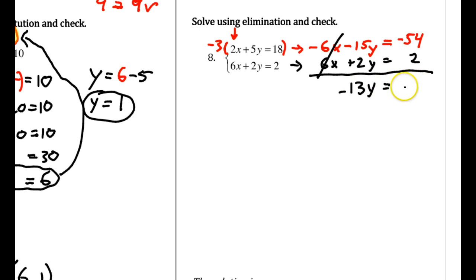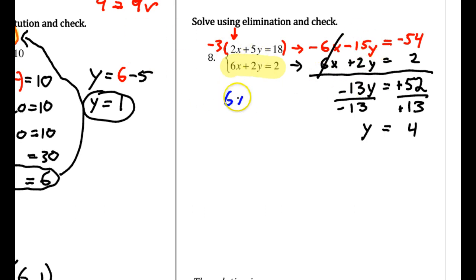There we go. So we have -13y equals -52. And divide both sides by -13. And y would equal positive, right? 2 negatives, positive 4. Let's plug back into bottom equation. Okay. Always use an original. You wouldn't want to plug into either of these. Use one of the original ones. So we have 6x plus 2 times 4, which is y. Right? I took 4, plug it in here, and then we can find x.